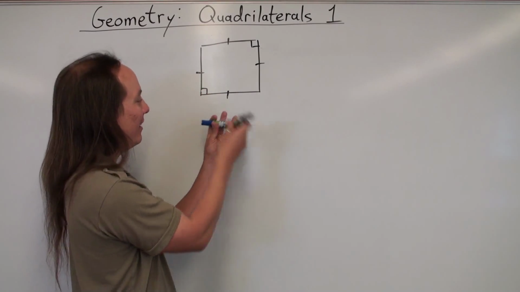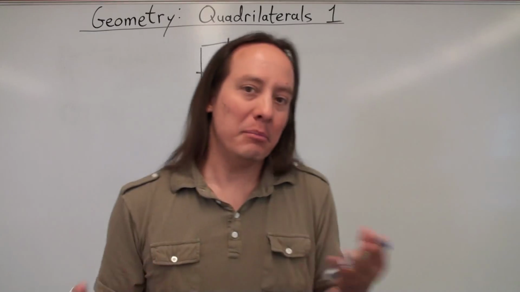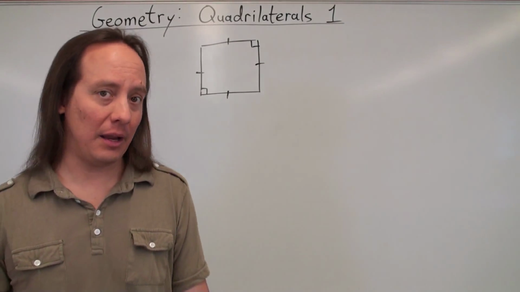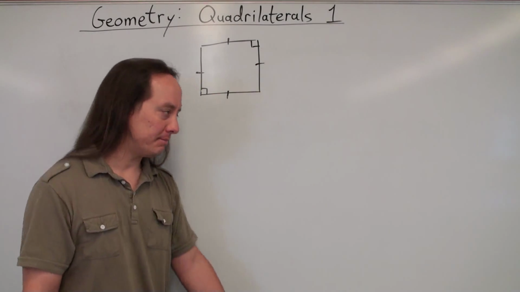How can I show that? They make the 90-degree angle, okay? And that's important, because we know that a square needs to have 90-degree angles. Anyway, so these little boxes mean 90 degrees, okay?